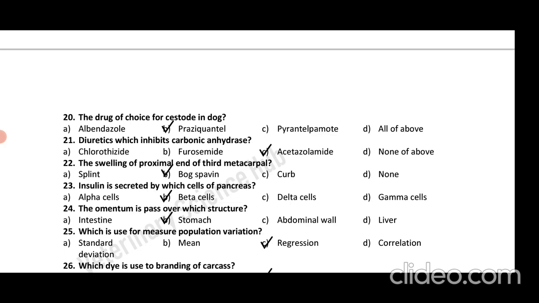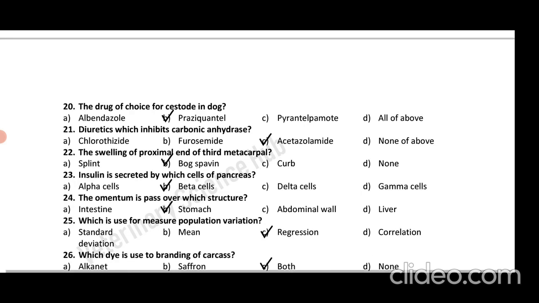So for example, we can check the relationship of brucellosis with the age of the animal, with the sex of the animal, with the area of the animal, such as Faisalabad, Bahawalpur, etc. So we will use regression analysis for this, to check different parameters with brucellosis. So it measures the population variation.